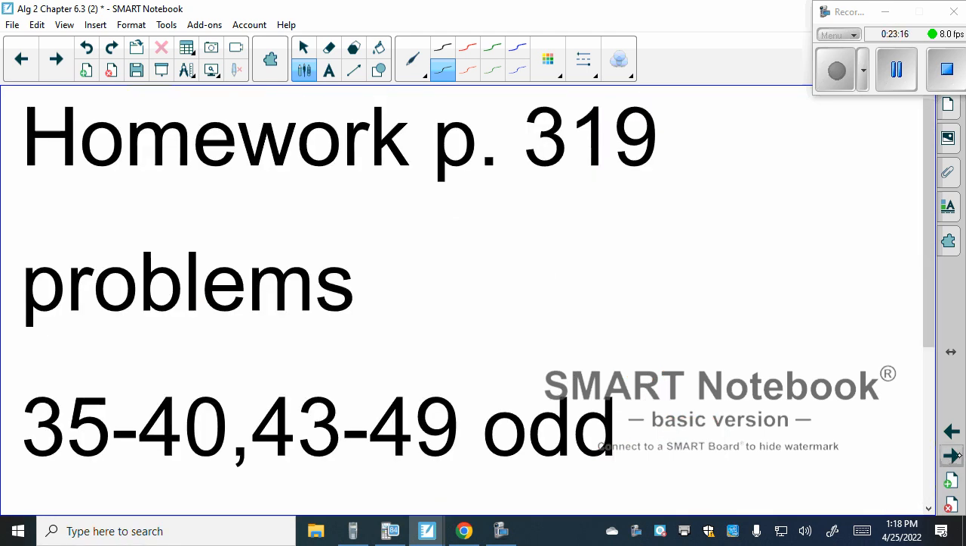Now your assignment is on page 319, 35 through 40, and 43 through 49 odd. Now looking ahead, tomorrow we're going to be covering 6.5.1, which is properties of logs. So we're going to be manipulating and using the properties of logs to rewrite or expand and condense logarithms and dealing with some common logs.